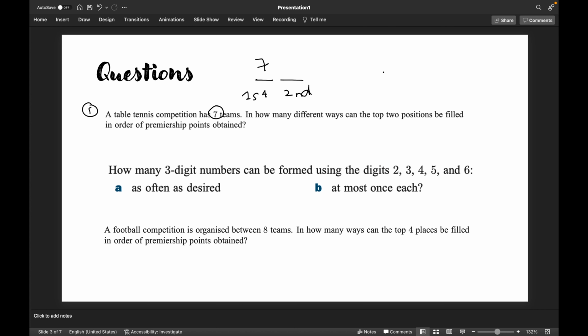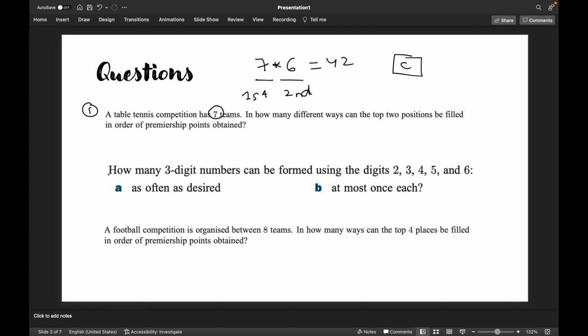Okay, imagine team, I don't know, C has won. Team C cannot win the first and second place, right? So therefore, we're going to have 6 possibilities for the second place. So what we need to do right now is multiply them because of the product rule, and now we're going to get 42. So that's the answer. Because the first position can be filled by 7 teams, but the second one can only be filled by 6 teams because a team cannot fill the first and the second position.